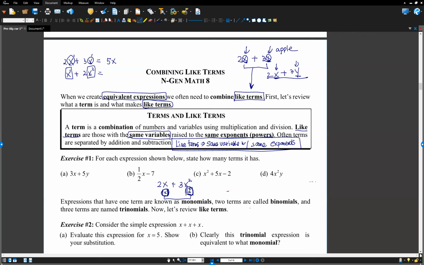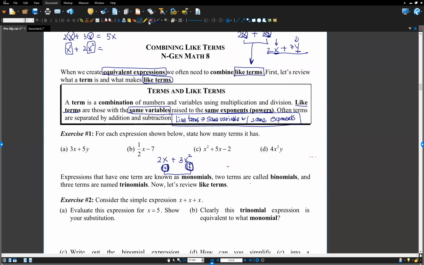Right. So the next one is, what is the number of terms? Number of terms is separated by what? Addition and subtraction only. This is a multiplication, so this is not 2 terms. This is still considered 1 term. Multiplication and division do not separate terms. This is still considered 1 term.